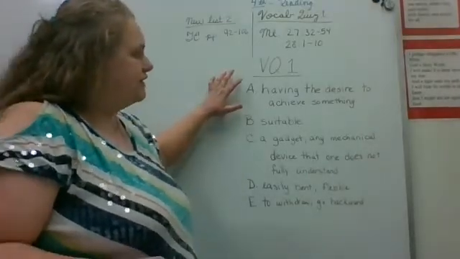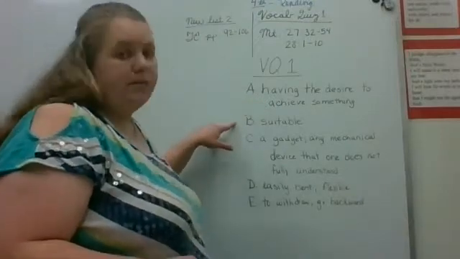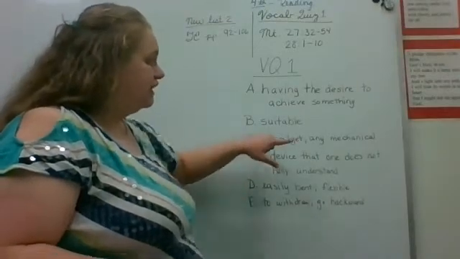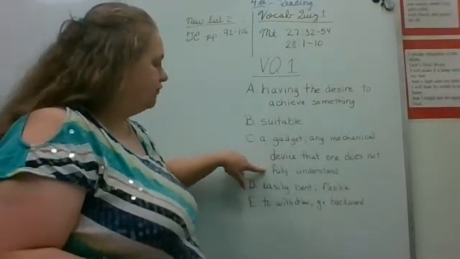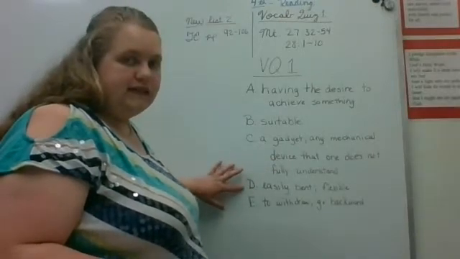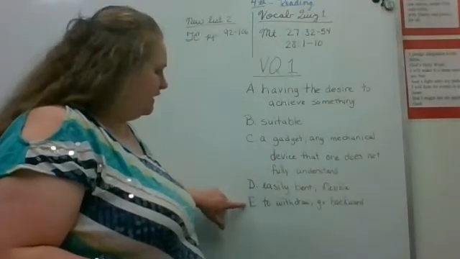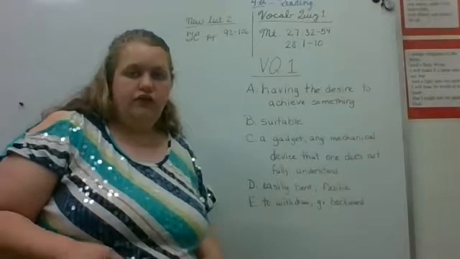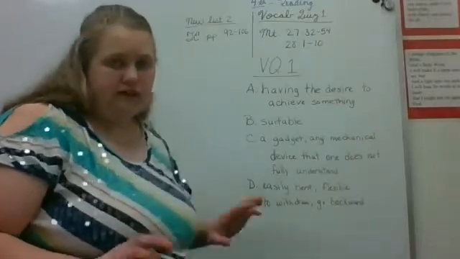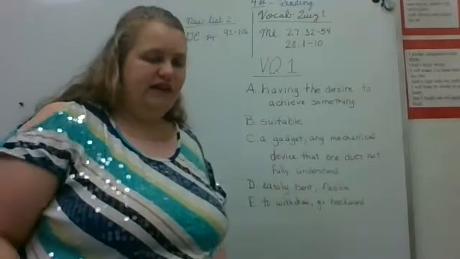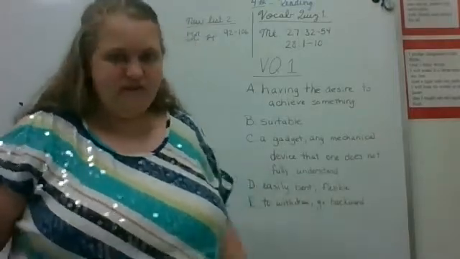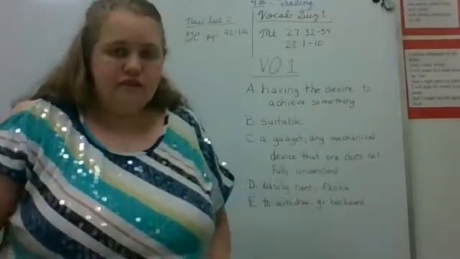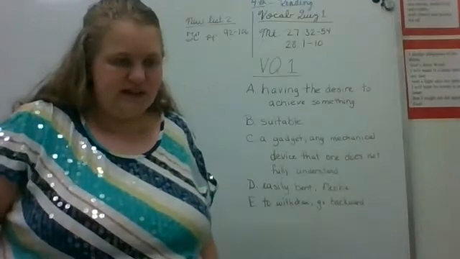A is having the desire to achieve something. B is suitable. C is our longest one, a gadget, any mechanical device that one does not fully understand. D is easily bent or flexible. And E is to withdraw or go backward. You're welcome to pause the video and write all these down if you don't want to keep looking up at the screen as I give the quiz. I'll try to stay to the side so that you can easily see all of those.